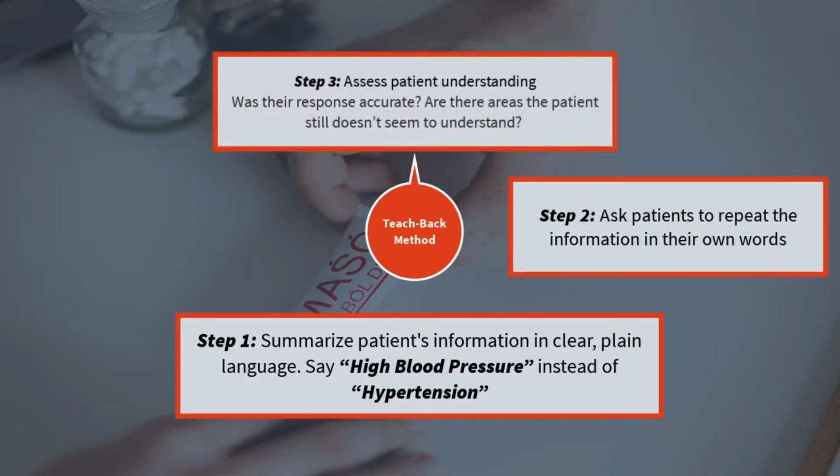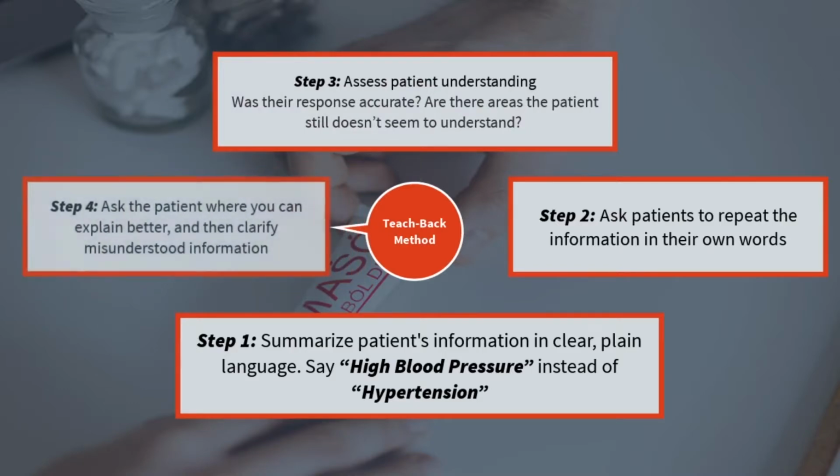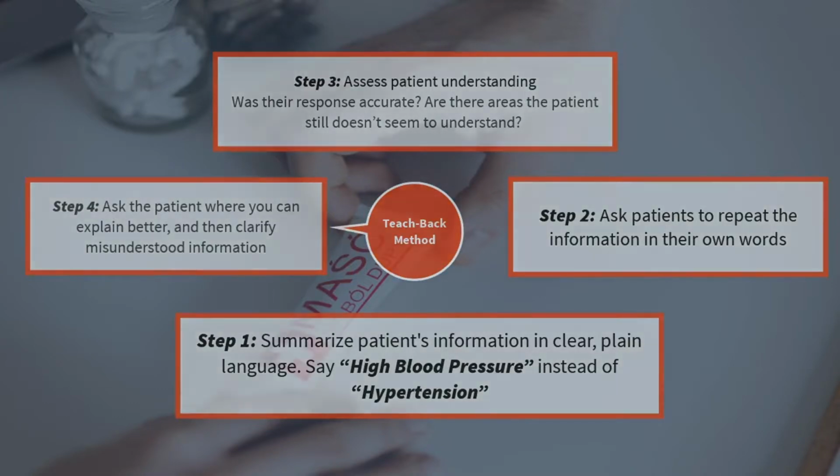Step 3. Assess patient understanding. Was their response accurate? Are there areas the patient still doesn't seem to understand? Step 4. Ask the patient what you can explain better, and then clarify misunderstood information.